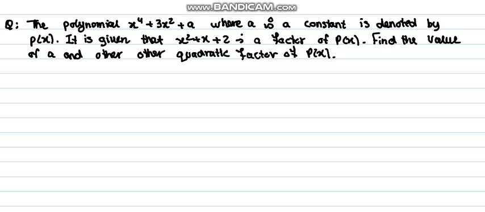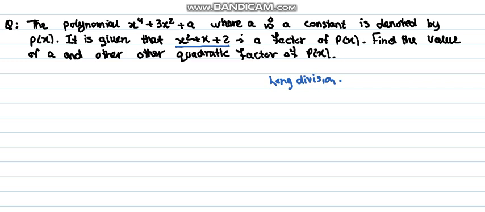Let's see another question. We have a question that the polynomial x to the power 4 plus 3x squared plus a, where a is a constant, is denoted by p of x. It is given that x squared plus x plus 2 is a factor of p of x. Find the value of a and the other quadratic factor of p of x. As you can see, the factor is x squared plus x plus 2, which is non-linear. So we need to apply long division.